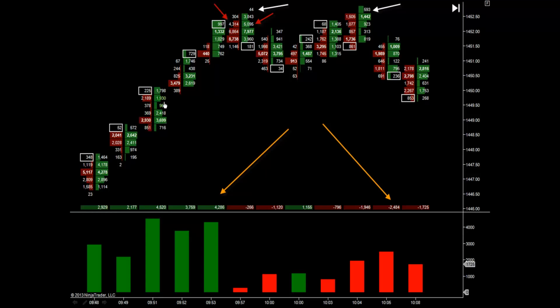Okay. Now, first of all, let's just take a look at what's happened here. Okay. So what we can see, we've had a move up, and if we look at the move up, at the bottom we've got some size, but on the move up, we've generally seen it's been maxing out at 2,000 to 3,000 contracts at each level. When we get up here to where the red arrows are, 42.75, we see absorption on the offer side.